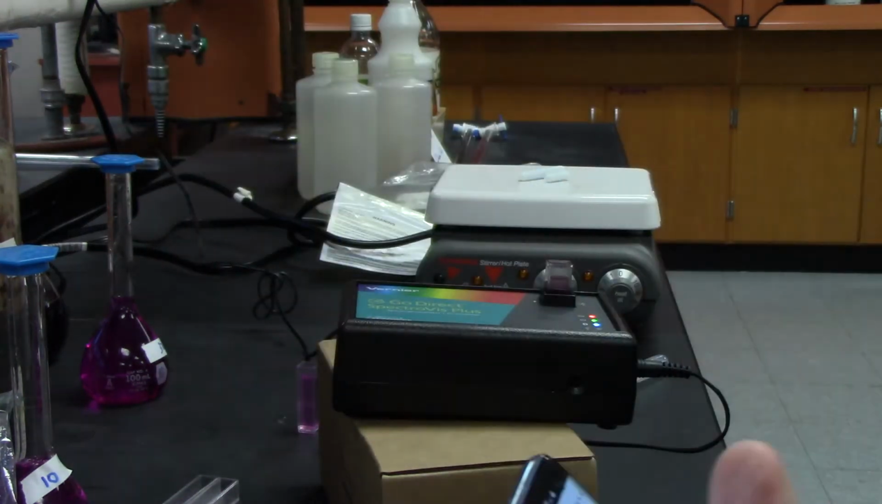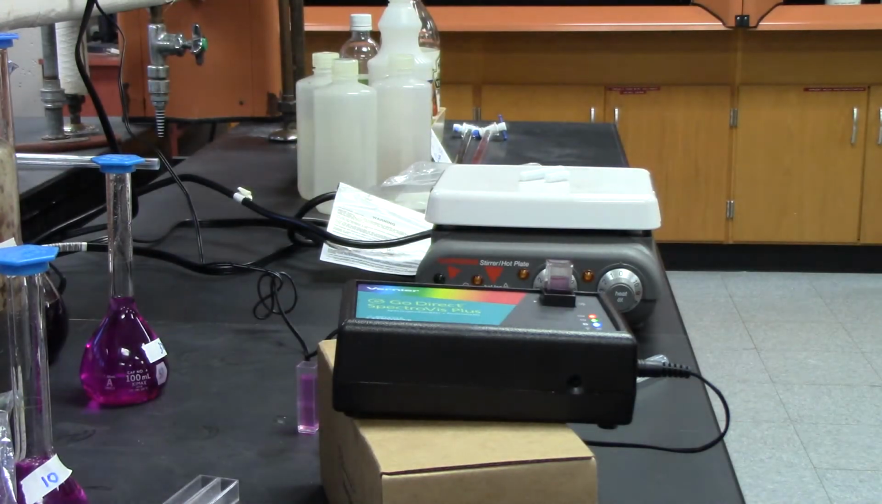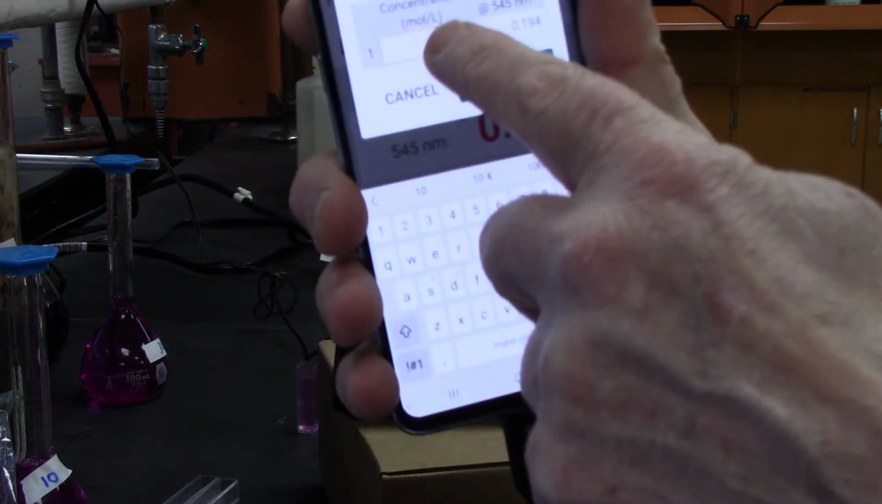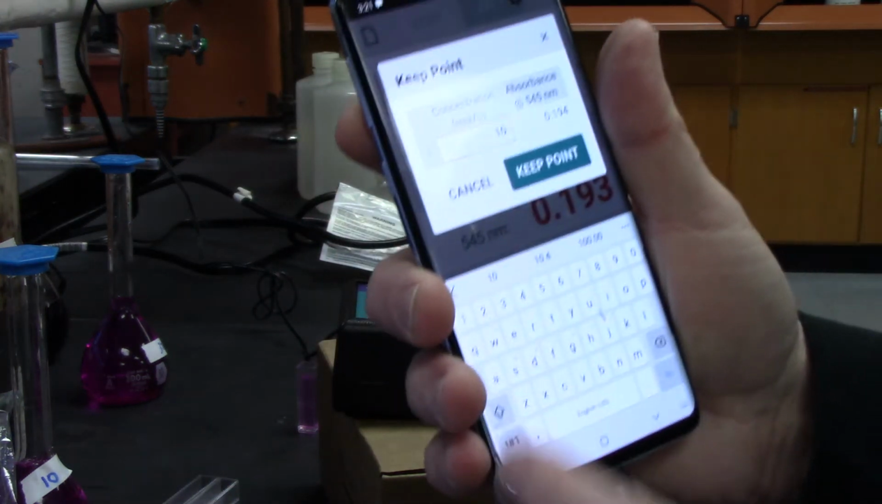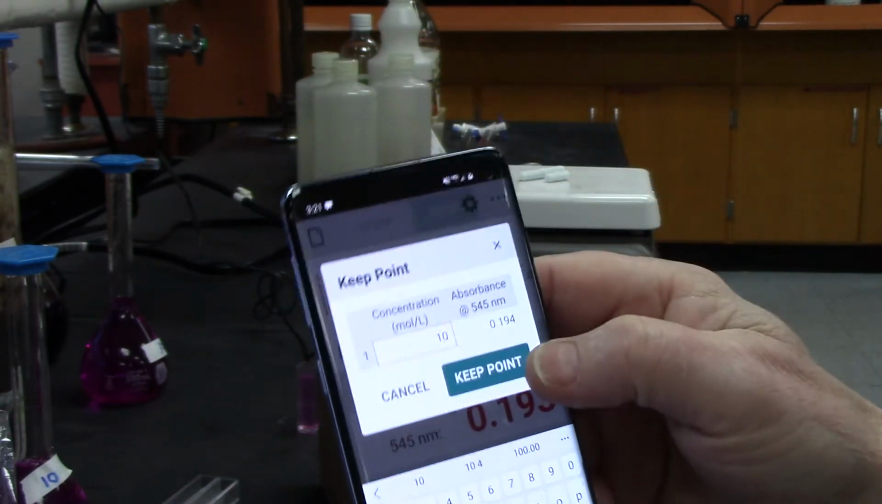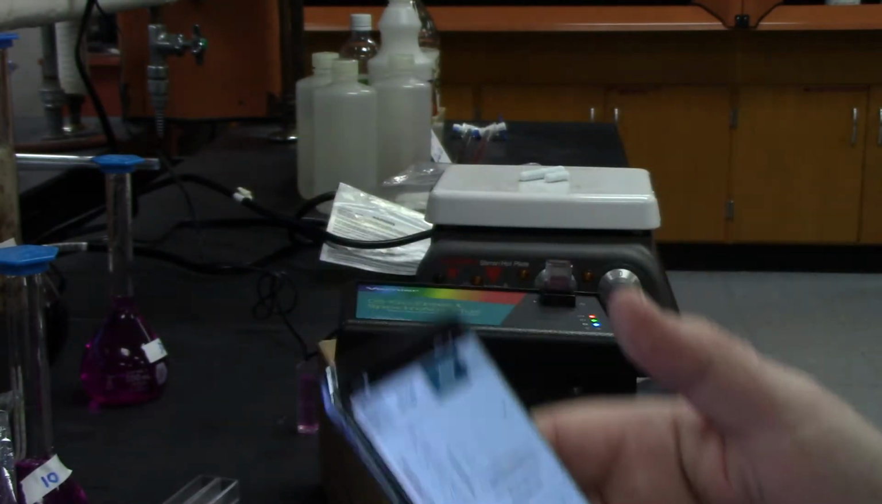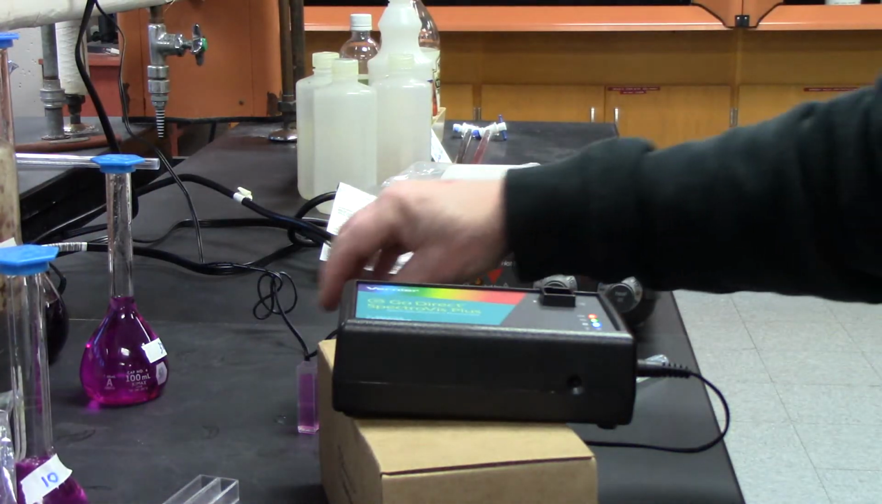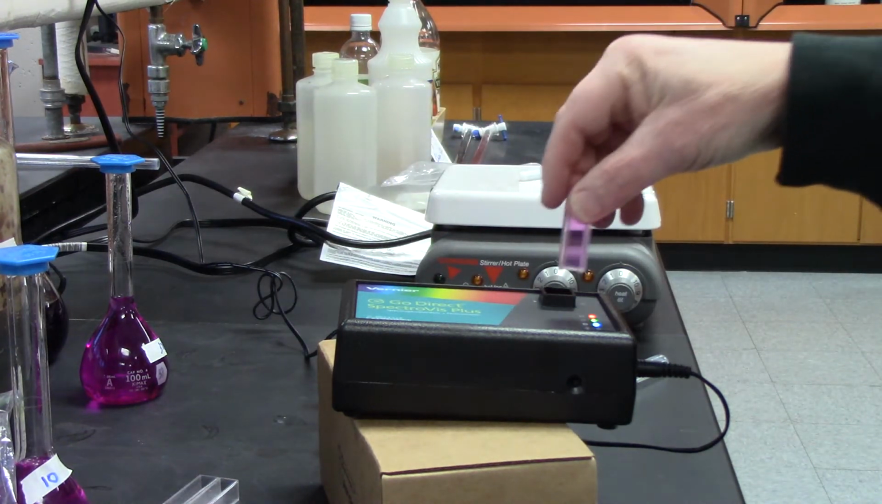And so what I'm going to do is I'm going to put in 10, and it says molar, but remember it's going to be 10 times 10 to the minus fifth. And there it is. I'm going to keep that point. All right, so now I'm going to set that aside. So far, so good. Okay, next one.